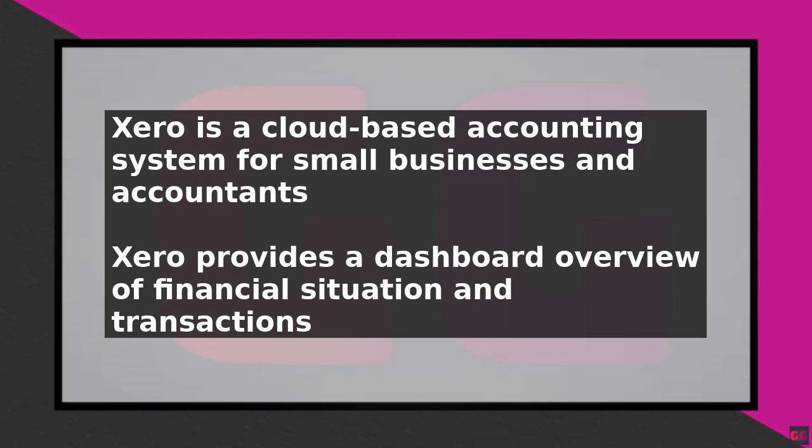Once you have logged in, you will see the Xero dashboard, which provides an overview of your financial situation. The first step is to set up your company profile, which includes adding your company name, address, and tax details. You also need to set up your chart of accounts, which is a list of all the accounts you use to track your financial transactions. Xero provides a default chart of accounts that you can customize to suit your business needs.